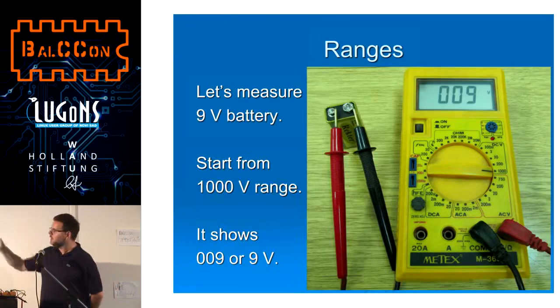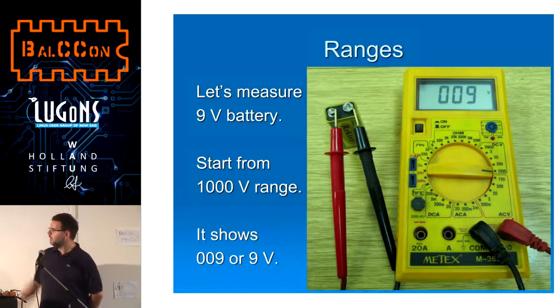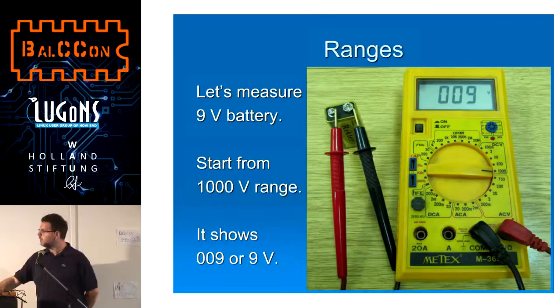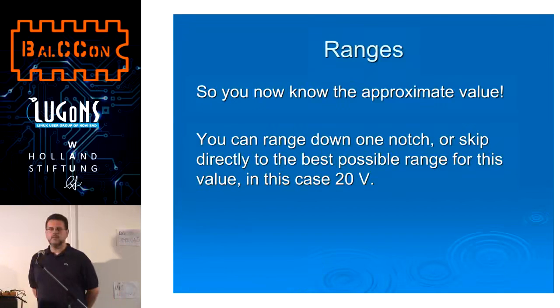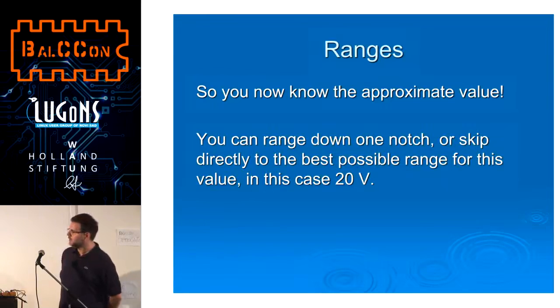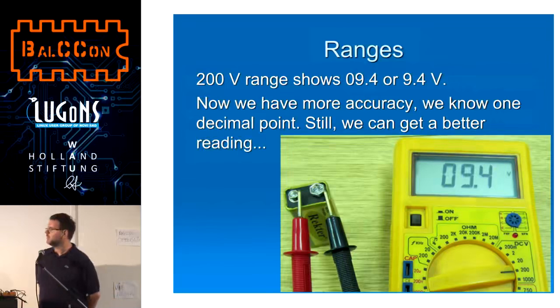So we connected probes to our battery. We changed the range to 1000 volts, and we are measuring DC voltage now, and it shows 9 volts. Okay, that's nice. But let's take a more precise measurement, and let's give it a notch down to a smaller range. Now we can see that we got one decimal point. It says 9 volts, 0.4. That's more precise.